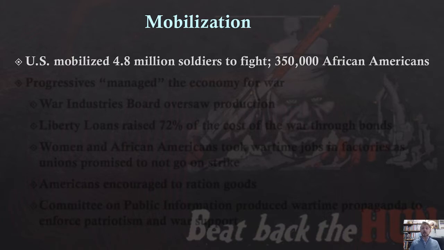It will be managed production-wise. It'll be managed in terms of money, managed in terms of labor, goods and resources for the war, as well as managed in terms of propaganda.